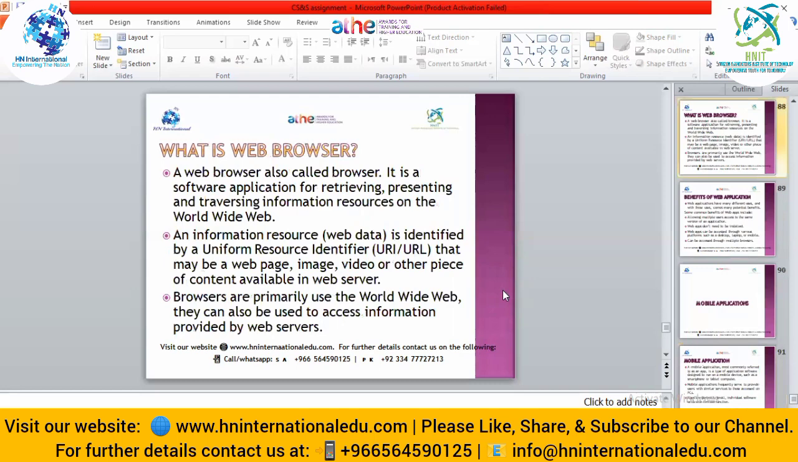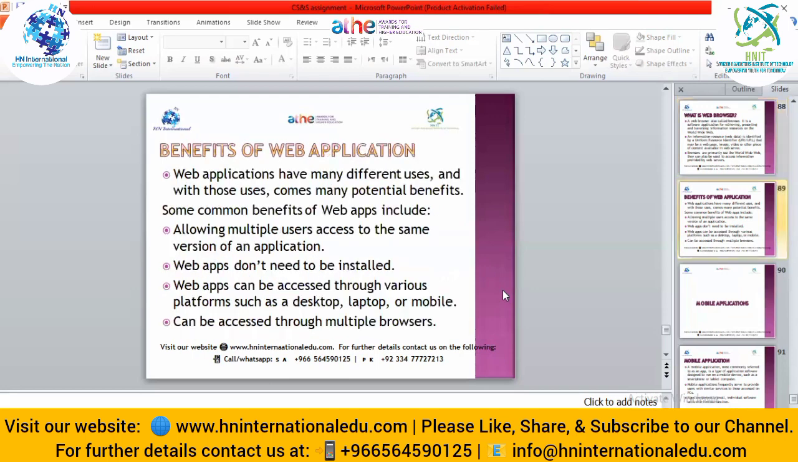What is a web browser? A web browser, as we have discussed, is responsible for translating where the website request should go. So we can say it can understand the web address and then send that address to the server, and the server will give a response, and all the content available on that website will be displayed by the web server. So browsers are primarily used for the World Wide Web. They can also be used to access information provided by web servers.